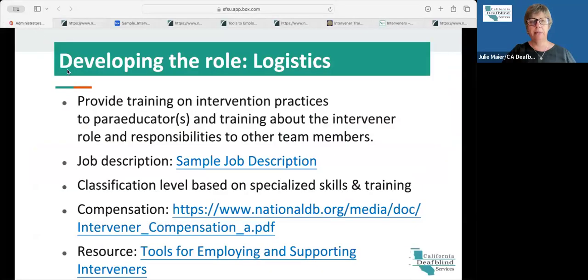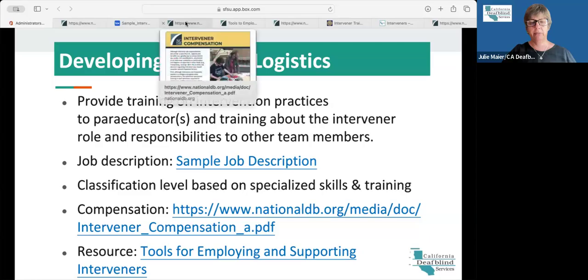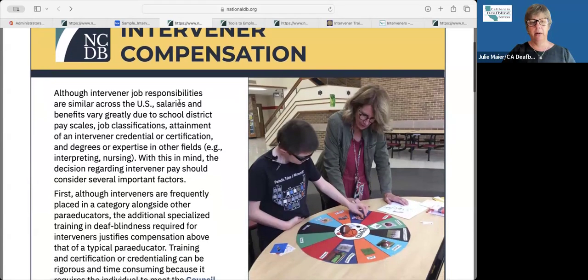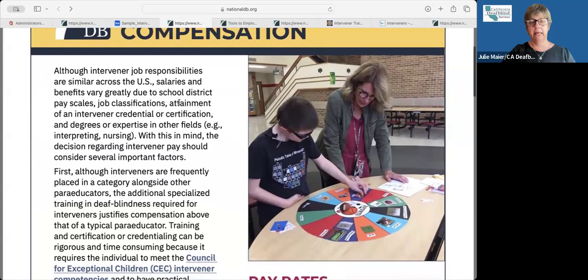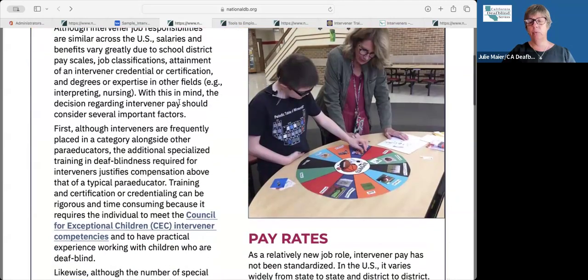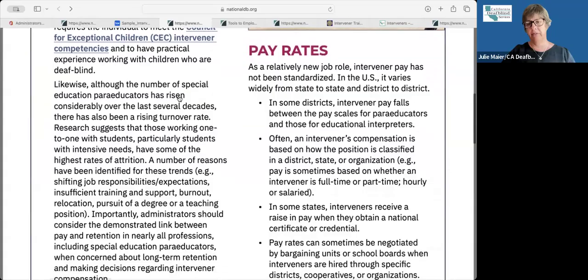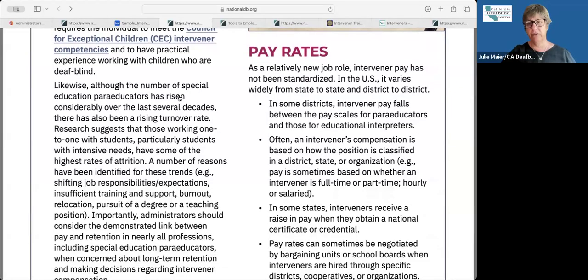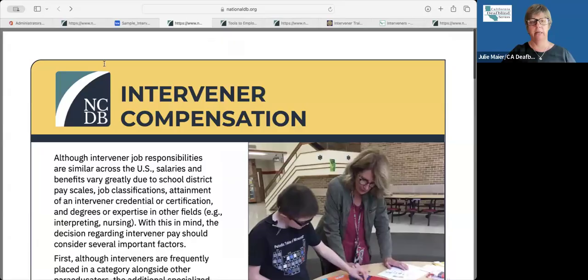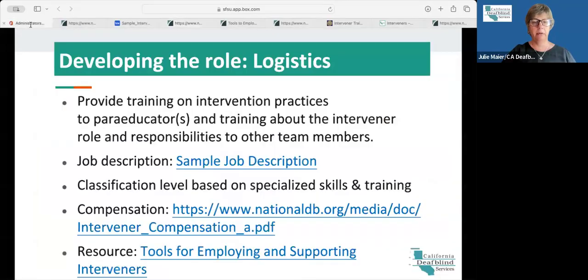And then there's also some guidance that the National Center has provided us on thinking about intervener compensation. And I don't want to spend too much time on this webinar on this because you have this great handout to read, but it does talk about ways that you could think about offering compensation. It gives some ideas about different pay rates and benefits. So thinking about if there's different classifications within your district, so different pay scales, maybe the person would be hired full-time versus part-time. Maybe there's a different raise level that they get if they've had some training. So that's another tool for you.